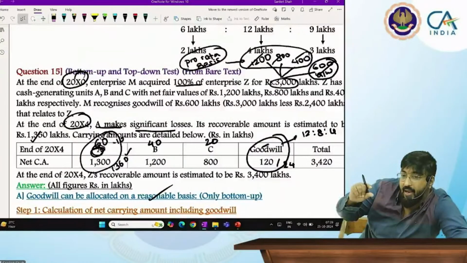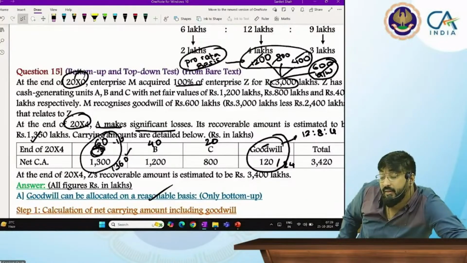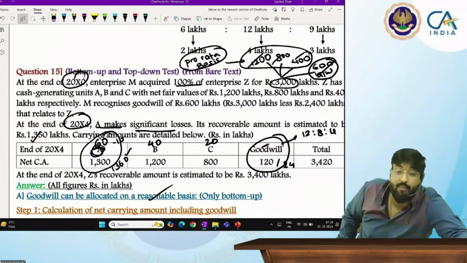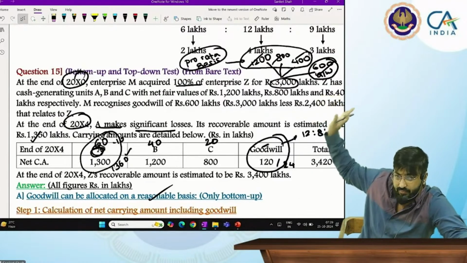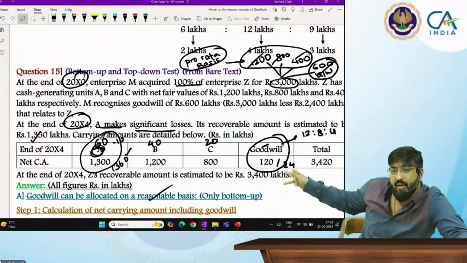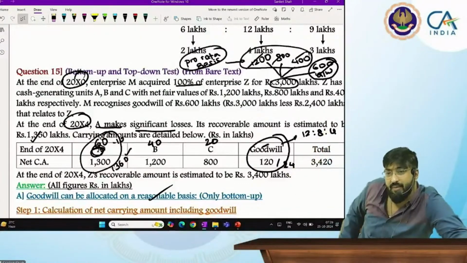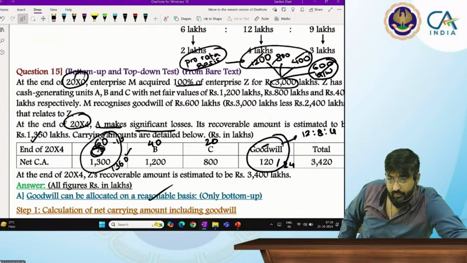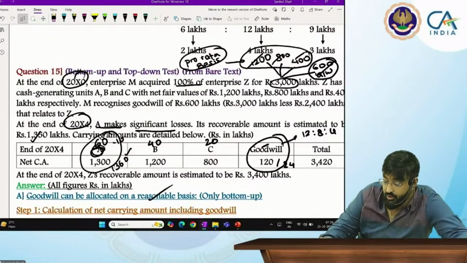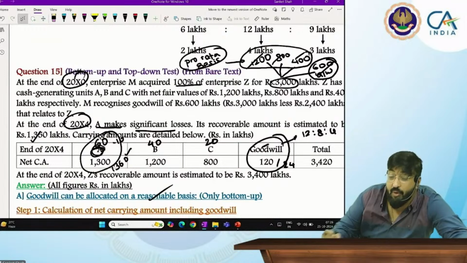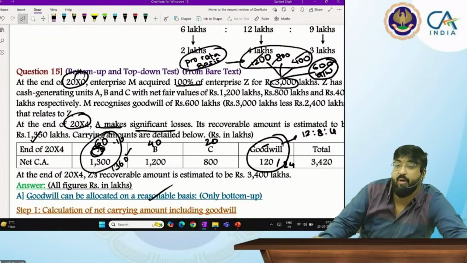When you focus only on A, there is a concept which is called the bottom-up test. Goodwill treatment is nothing, my dear. 600 is of no use; only 120 will be divided in the ratio of 1200, 800, and 400. Now, Nehaji, have you got the concept? Yes. So why do we call it the bottom-up test? Because we focus only and only on A.